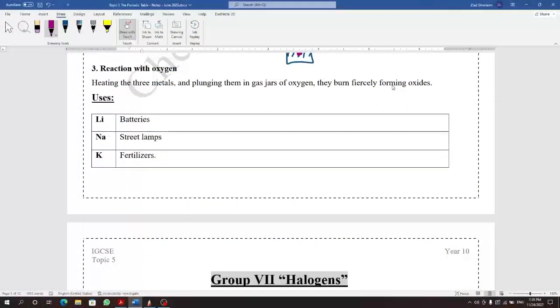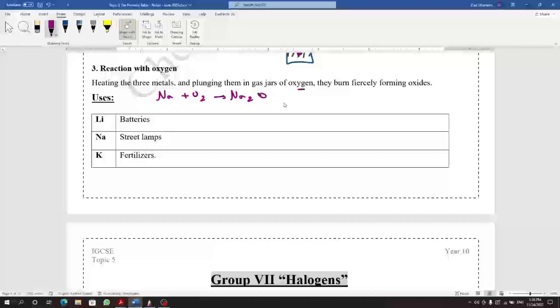Now we have the reaction with oxygen. Heating the three metals and plunging them in a gas jar of oxygen, they burn fiercely, forming oxides. So sodium, for example, plus oxygen, we have sodium oxide, right?